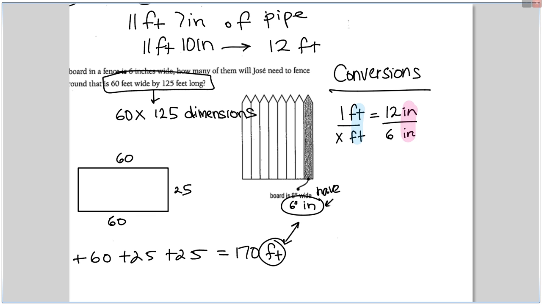And of course you cross multiply in these situations. So 1 times 6 divided by 12 is the cross multiplication step. And 6 divided by 12 is 0.5 feet. So half a foot. Hopefully that makes sense, that 6 inches is half a foot. Alright, so let's convert this 6 inches to 0.5 feet.